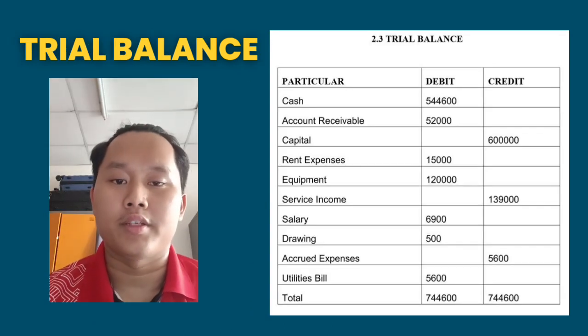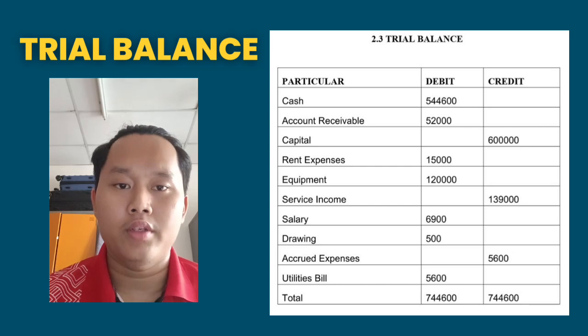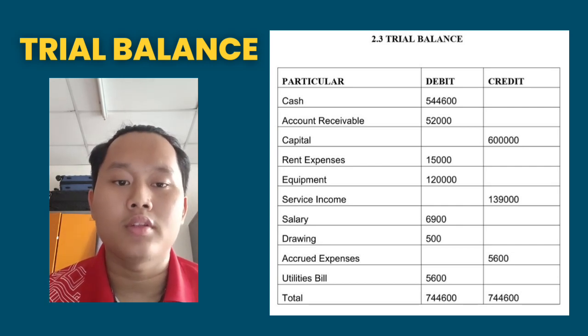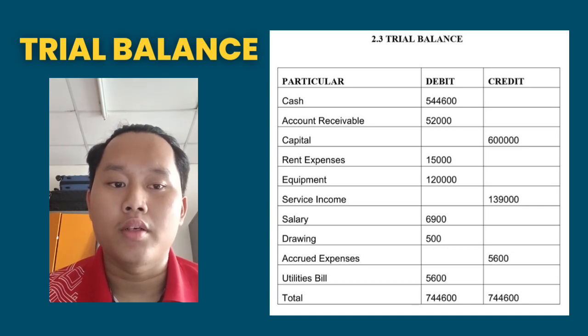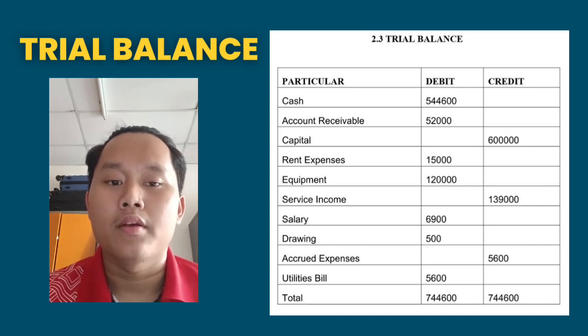The next part is the trial balance. Cash is in debit 544,600. Accounts receivable is 52,000 in debit side. Capital in credit side is 600,000. Rent expenses is 15,000. Equipment is 120,000 in debit side, and service income in credit side 139,000. Salary in debit side is 6,900. Drawing in debit side is 500.